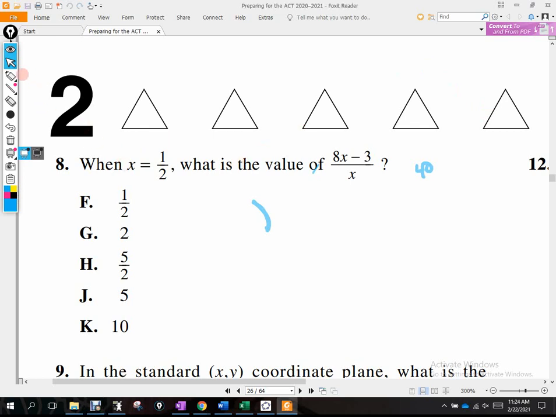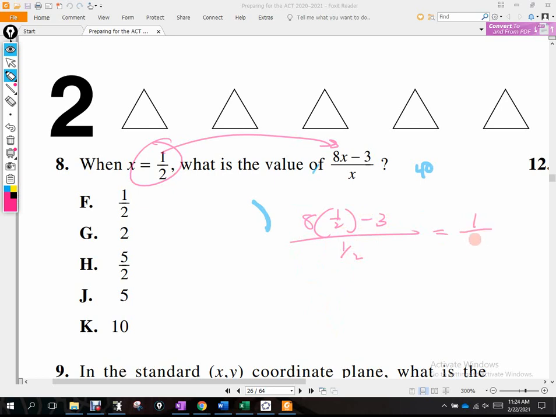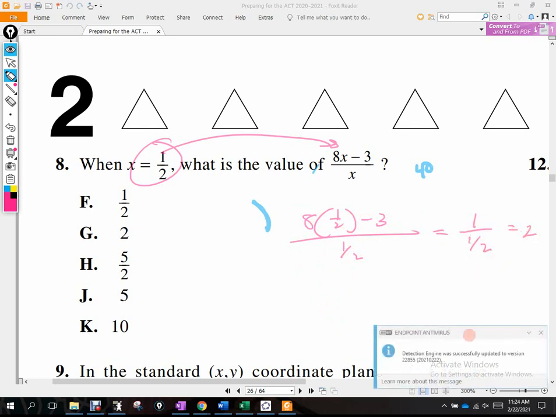So when we get, and I'll go through this the long way here. If I have 8, so they're basically telling you to substitute, right? So this is 8 times a half minus 3 divided by a half, right? Okay. So we're going to get 4 minus 3, which is 1, right? And we'll take 1 and divide it by a half, and that turns into 2.